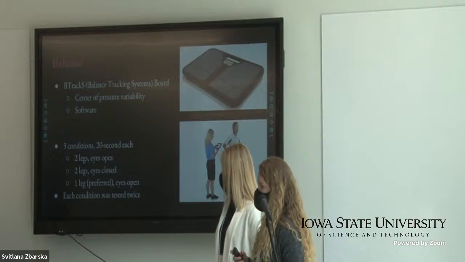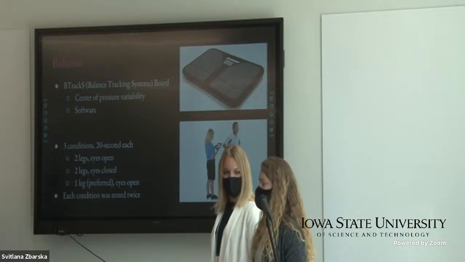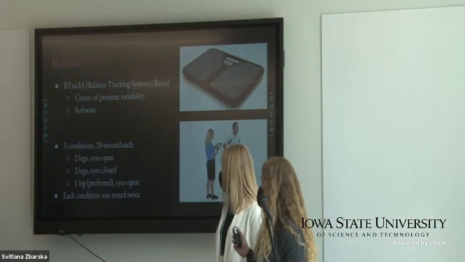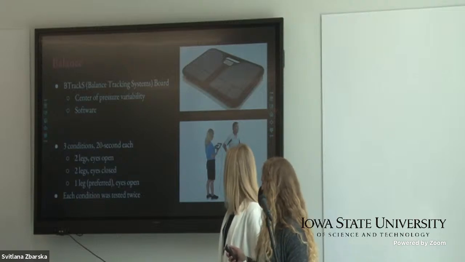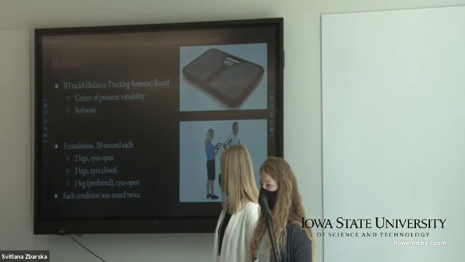Before each condition, the children got a practice trial so that they were familiar with what they were doing, and they were instructed to stand with their hands on their hips and looking forward at a focus point. The first condition was standing with 2 legs and eyes open. The second was standing with 2 legs and eyes closed. And the third was 1 leg, which is their preferred leg, with their eyes open.